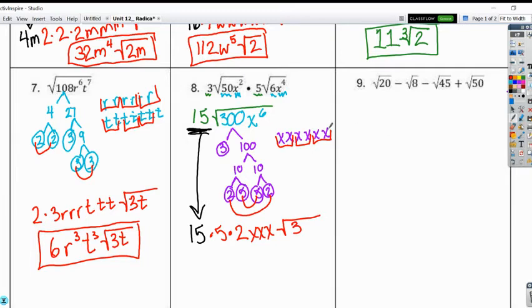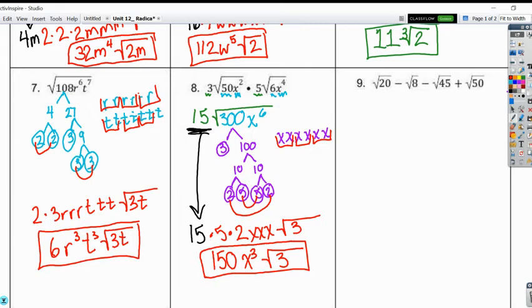So we go ahead and multiply what we have out in front. It's a 15 times a 5 times a 2. That makes 150. Our x times x is x to the 3rd, and this is times the square root of 3.